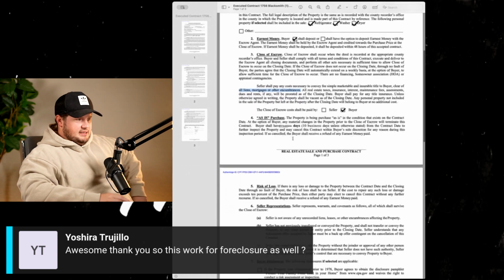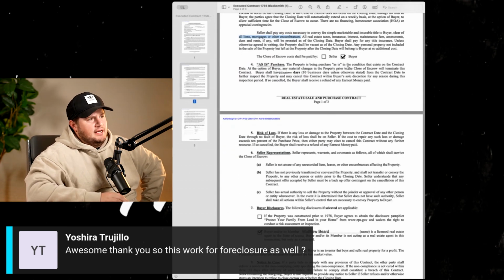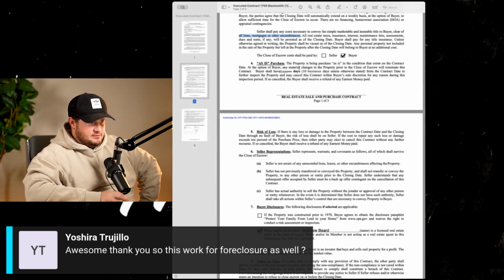Okay, next, section 4, as is purchase. The property is being purchased as is in the condition that exists in the contract date. At the option of the buyer, any material changes to the property prior to the close of escrow will terminate this contract.